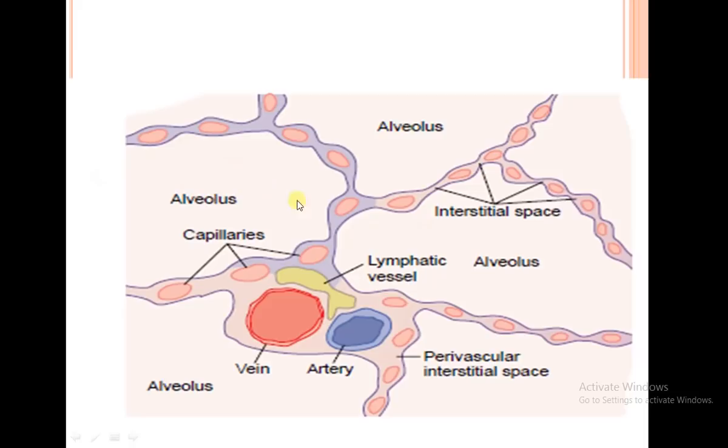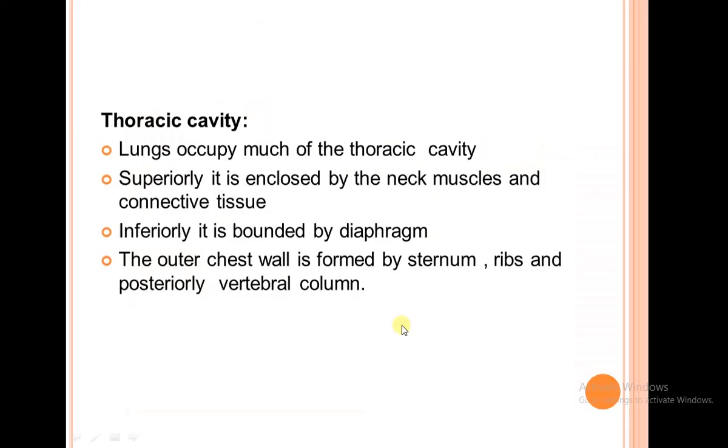This is the air sac, the alveolus. This is the wall of the alveolus, and you can see the capillaries are surrounding the alveoli, and here is a lymphatic vessel present to drain the lymph from the interstitium. So between the cells there is interstitial space, or the interstitial tissue. Now with this we have completed the parts of the respiratory tract.